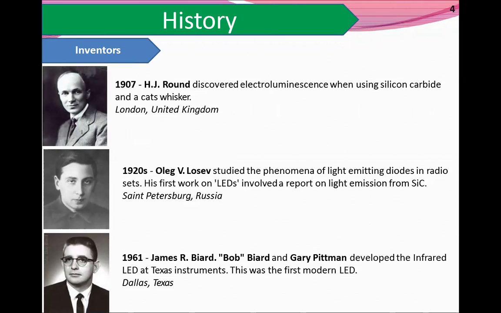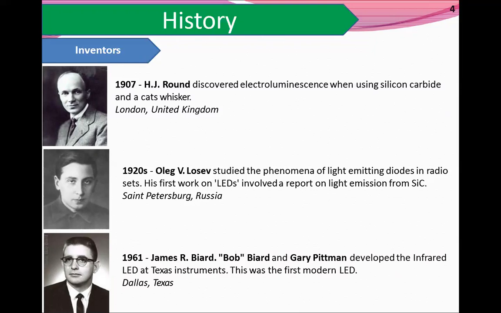History. The inventor of LED, in the year 1907, H.J. Round discovered electroluminescence when using silicon carbide and a cat whisker. He is from London, United Kingdom. In 1920, Oleg V. Losev studied the phenomena of light-emitting diode in radio set. His first work on LEDs involved a report on light emission from silicon carbide. He is from St. Petersburg, Russia.